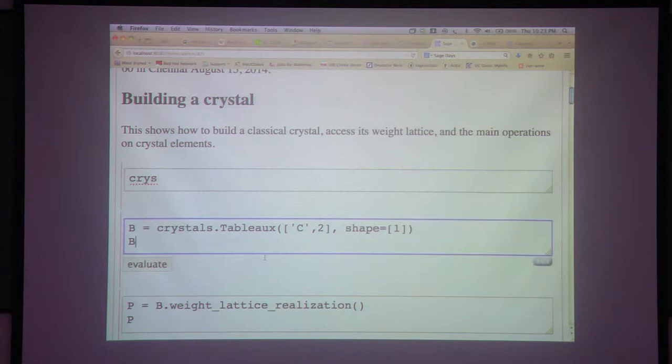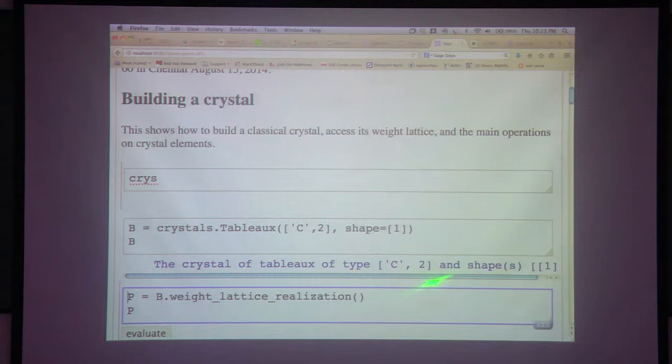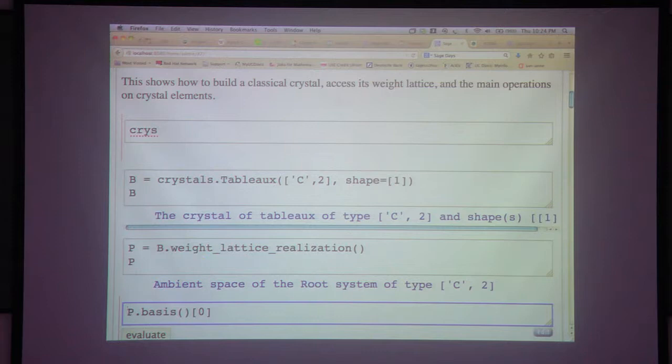Okay, so this is a way we can make a crystal. And then it says this is a crystal of Tableau of this Lie type, C2, and the shape, right? This was the shape of the Tableau that we have. Then we remember I had this weight lattice. So SAGE also knows about the weight lattice. And notice that, once I make my B, SAGE is an object-oriented programming language, so once I make my crystal, it knows about all the things that should be attached to a crystal. So knowing that there should be a weight lattice is known by just saying B dot, and this means this is like attached to the crystal.